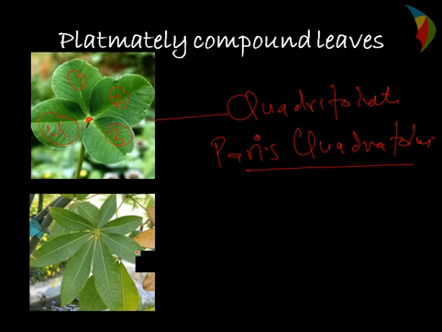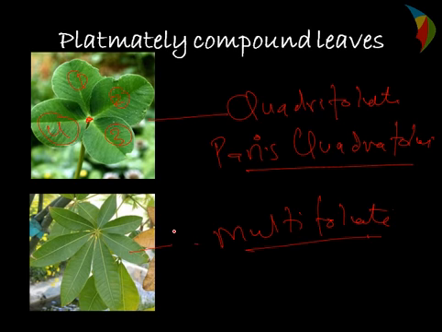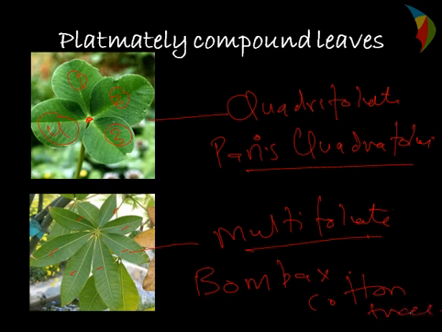The fifth and last type of compound leaf is multifoliate. This is multifoliate. On the tip there are many leaves coming out. This forms the multifoliate leaves, and the common example is bombax, or you can say cotton tree also. Cotton tree has this type of leaves.